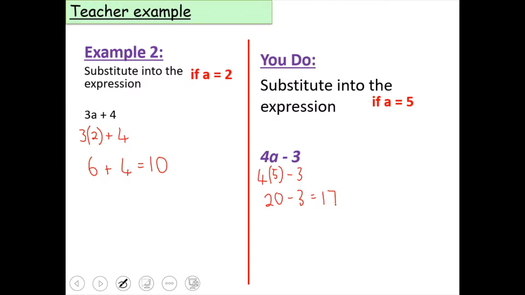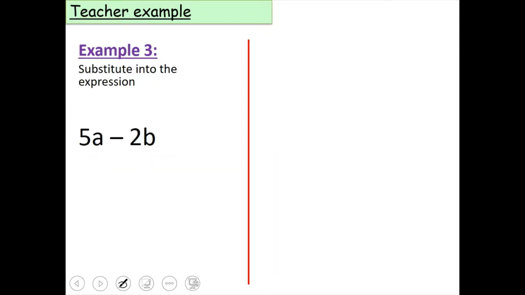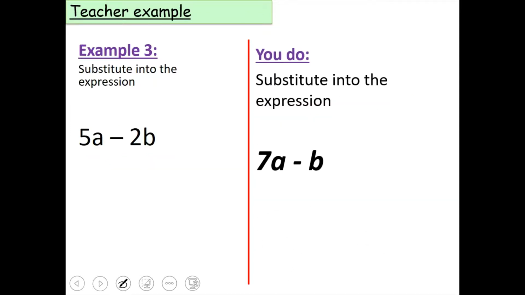Right, let's look at another example, slightly more complicated compared to the previous two. What you would notice now is you have got a value for A and you have got a value for B. And we're doing literally the same thing. We're going to replace the value for A, and when it says B, we're going to replace the value for B. And don't forget, it's a subtraction.